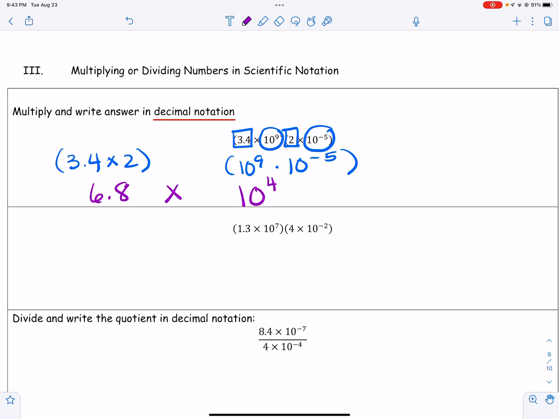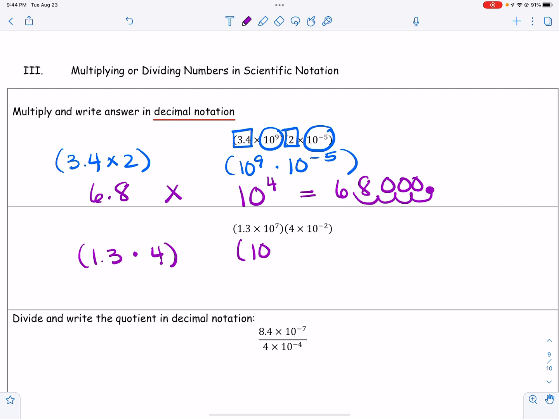That's the answer in scientific notation, but they want the answer in decimal notation. So now you have to take 6.8 and move it 1, 2, 3, 4, and fill in with 3 zeros. So that's going to be your answer of 68,000, okay? So again, take 1.3 times 4, take 10 to the 7th times 10 to the -2. Group the like things together.